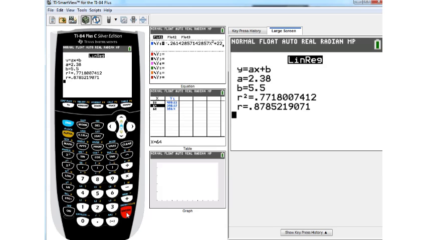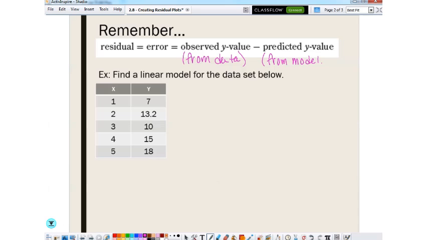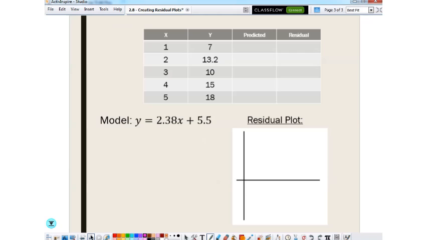It comes out that our model is y equals 2.38x plus 5.5, and we have a correlation coefficient of 0.879. That's not super strong, but it's between medium and strong positive relationship for this line. So we're going to write that down. Our model was y equals 2.38x plus 5.5.